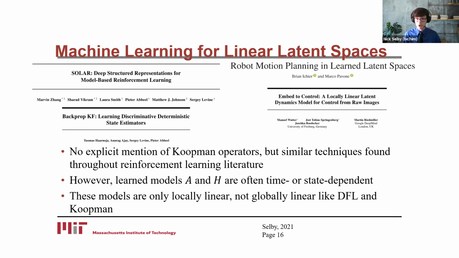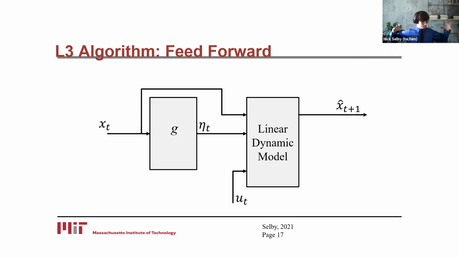The reinforcement learning community has developed several algorithms to learn linear latent spaces. They don't explicitly mention Koopman operator theory, but the math ends up actually being very similar. However, their learned linear models are often time or state dependent, which means that they are only locally linear and not globally linear like DFL or Koopman methods. So now we've gone through all of the primers that are necessary for right now. So let's dive into my first core contribution of this thesis.